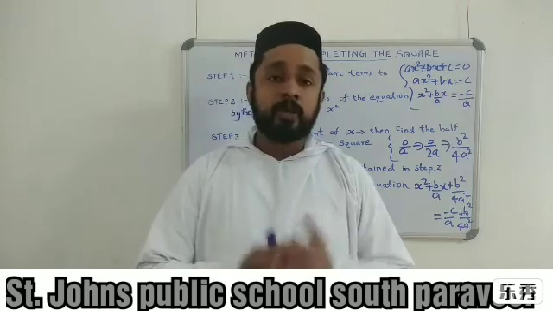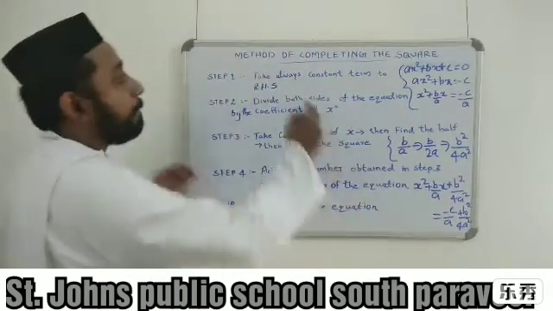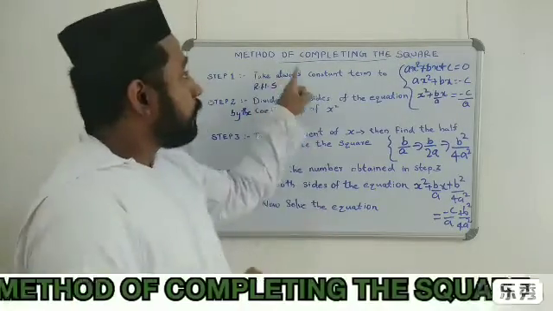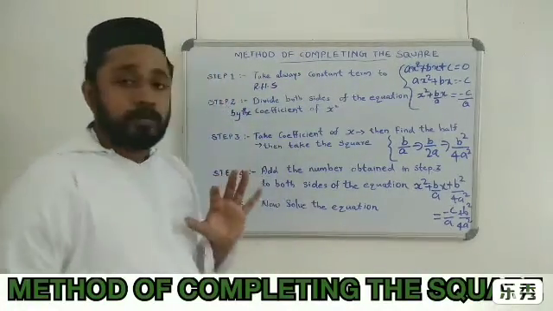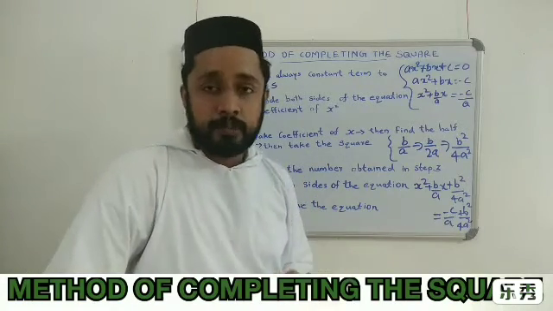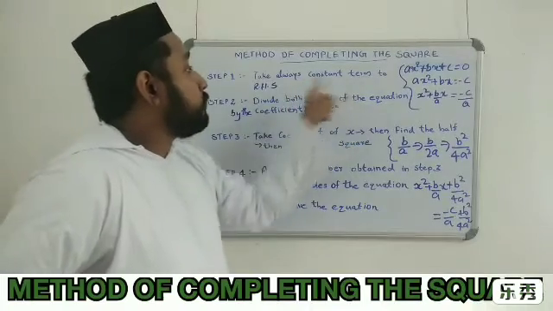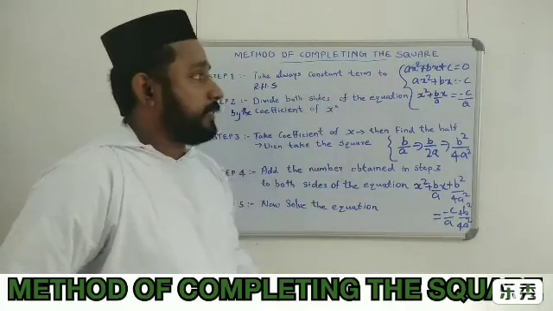In this class, we are going to understand how to find the root of a quadratic equation by the method of completing the square. The second method is the method of completing the square. So there are 5 steps to find the root of a quadratic equation by the method of completing the square. The first step is to always take the constant term to the RHS.